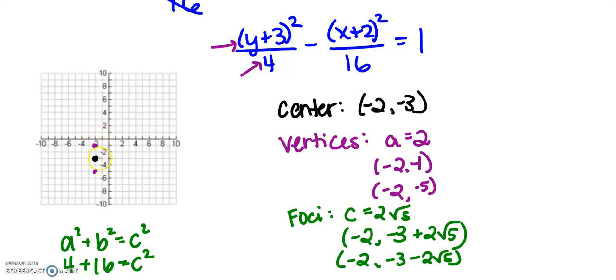So 2 root 5, square root of 20, is somewhere a little bit more than 4. So 1, 2, 3, 4, and a little bit more. And we'll go 1, 2, 3, 4, and a little bit more. You can get some better decimal approximations if you use your calculator.